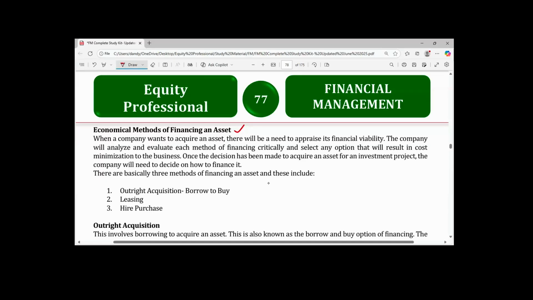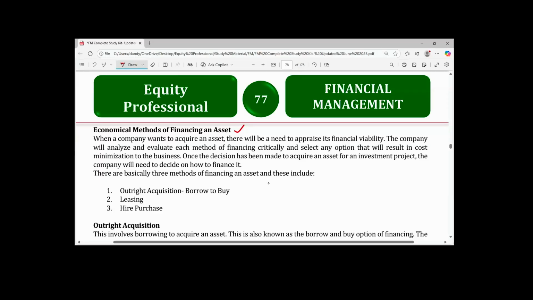All right. So once you have determined the financial viability of the asset, you can then decide, okay, we know that this asset is viable. How are we going to finance it? Should we buy the asset outrightly? Even though we don't have the means now, can we borrow money from the bank? If you borrow money, certainly you are going to pay interest. So can we borrow the money so that we can use it to buy the asset? That's one option.